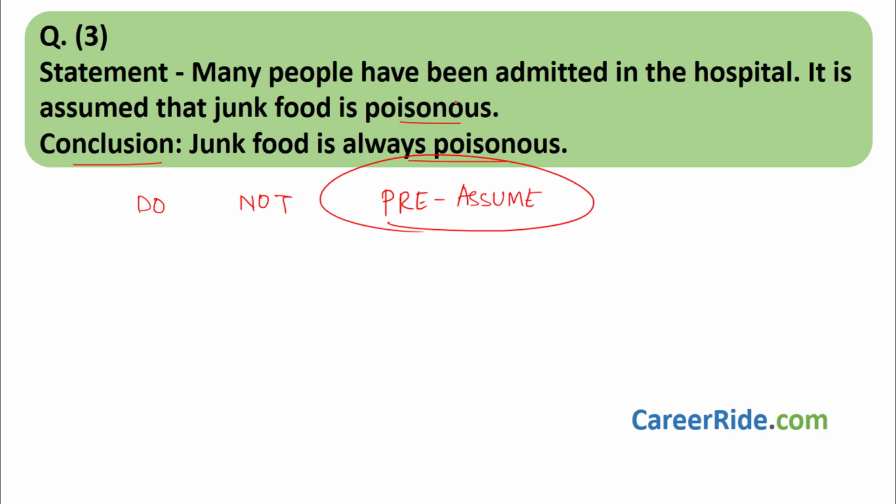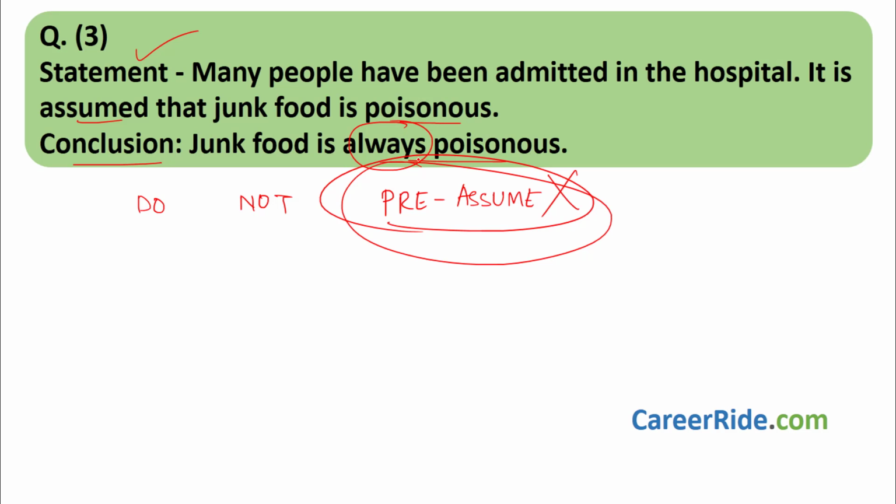Here they have given that the people have been admitted to the hospital. It is assumed that junk food is poisonous. But here the conclusion is junk food is always poisonous. So we are pre-assuming that junk food is always poisonous. That is very wrong. You should not pre-assume anything. You should just base your conclusions on the given statement. The statement says that it is assumed that junk food is poisonous. It does not say, or guarantee, that junk food is poisonous. It just assumes. So the conclusion cannot be that it is always poisonous or anything like that.